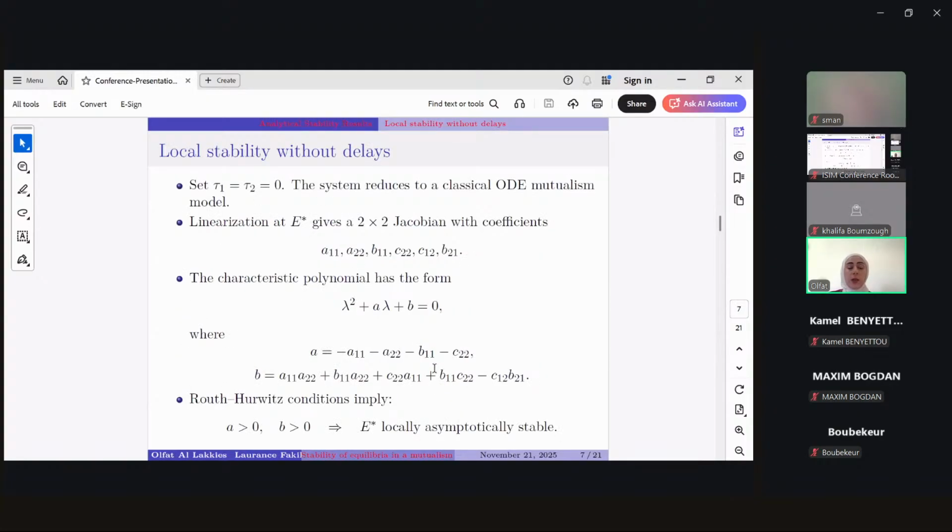Now, in this slide, we will talk about the local stability without delays. So we took three cases. The first case is when tau 1 and tau 2 equal 0. As we can see, when tau 1 and tau 2 equal 0, the system reduces to a classical ordinary differential equation mutualism model. So this gives us a baseline for comparison once delays are introduced.